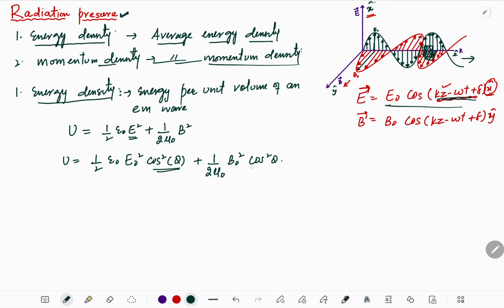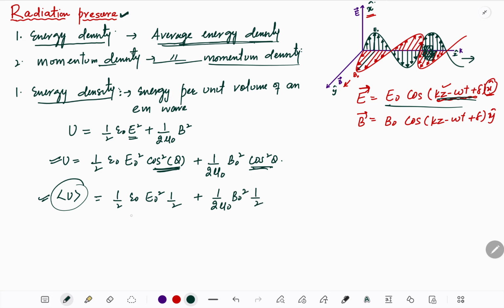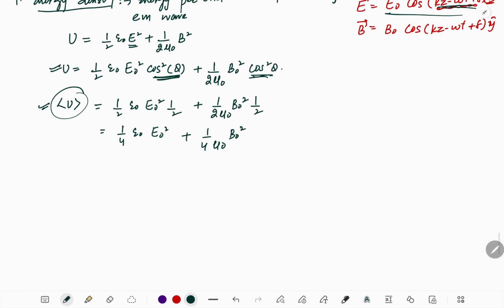Now you can see we have cos square here, which is a sinusoidal term, so we must take the average. Now we'll calculate the average energy density: 1 by 2 epsilon naught E naught square times the average of cos square, which is 1 by 2, plus 1 by 2 mu 0 B naught square times 1 by 2. This gives us 1 by 4 epsilon naught E naught square plus 1 by 4 mu 0 B naught square. I hope you understand this.